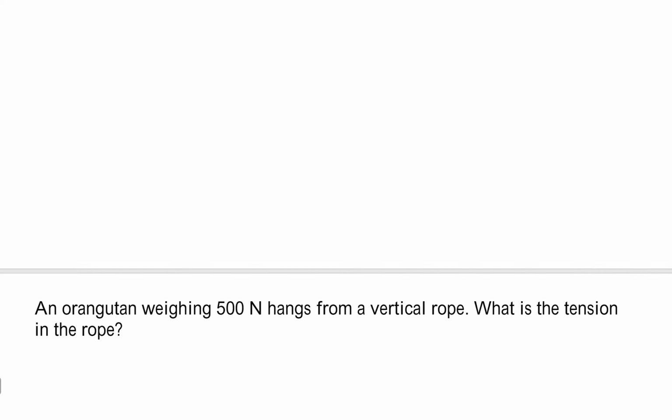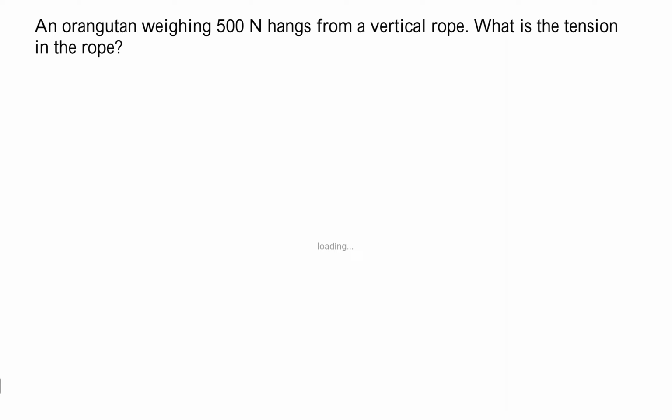So here we go. We have our first problem. Now we have whatever it is, okay? It doesn't really matter that it's an orangutan. It could be an elevator hanging from a cable, okay? It doesn't matter here. But here we have an orangutan weighing 500 newtons, hanging from a vertical rope. What is the tension in the rope? So the first thing we're going to realize is that we have static equilibrium here, okay? It's just hanging there. There's no motion going on.